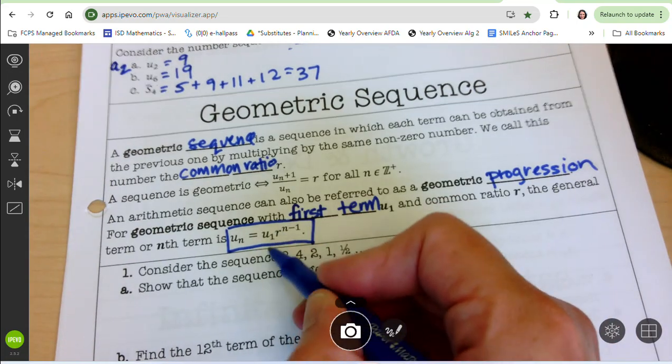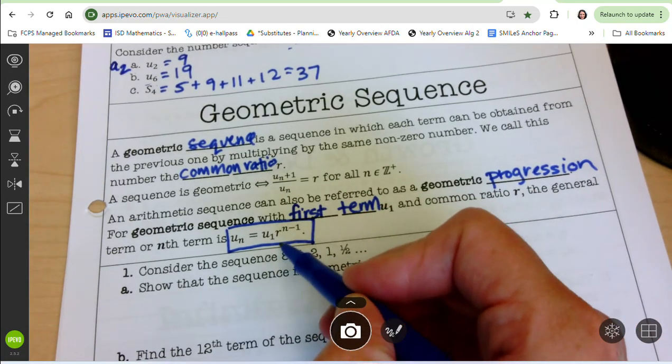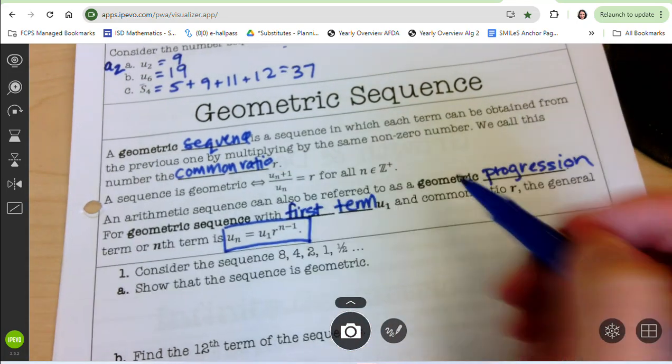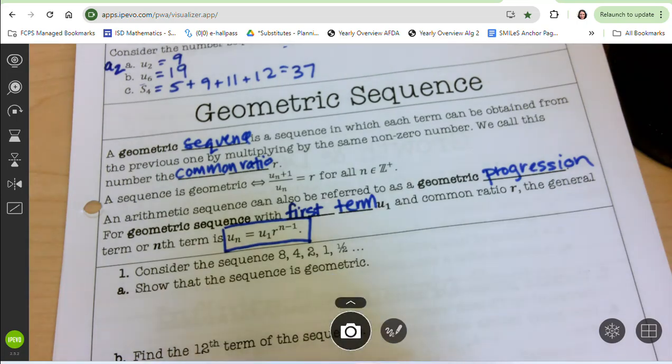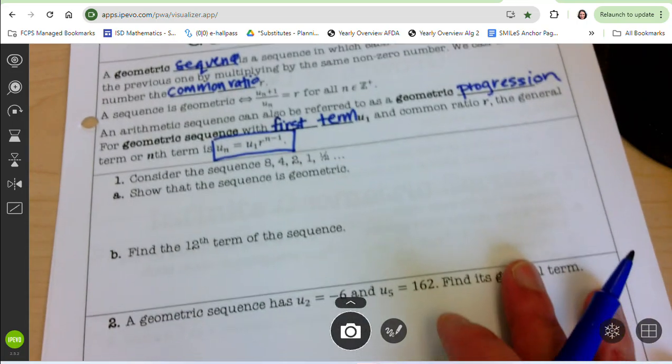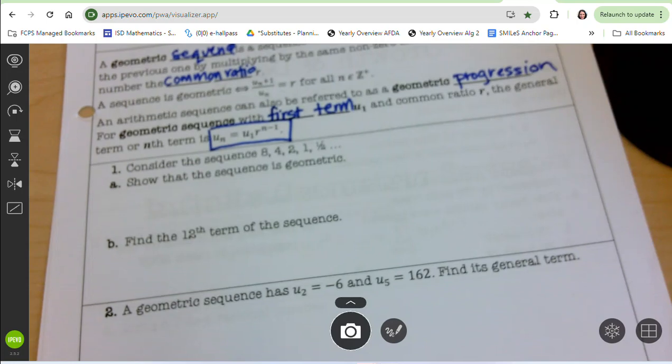So you would take the first term and you would multiply it by r, and the number of times you would multiply it is 1 less than that number. So here it says, consider the sequence, and in A it says, show it's geometric. So it's geometric if it has the same r value each time, okay?